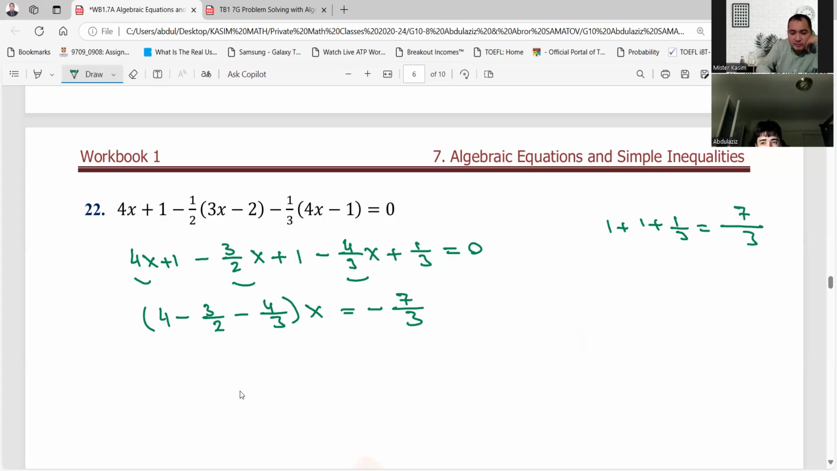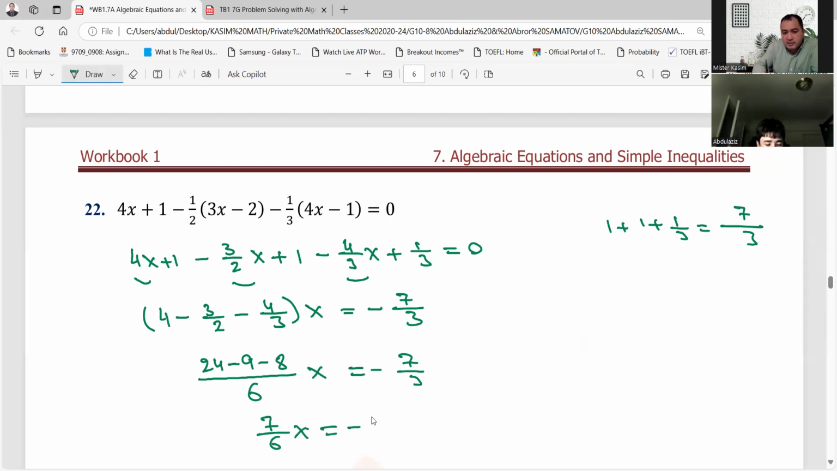And now the common denominator here is 6. 6 times 4, 24. And 3 times 3, it is 9. 2 times 4, it is 8. Equals negative 7 over 3. 24 minus 9. What is it? 15, right? 7 over 6. So 7 over 6x equals negative 7 over 3. And now from here, x equals, did you say negative 2? Okay, very good.